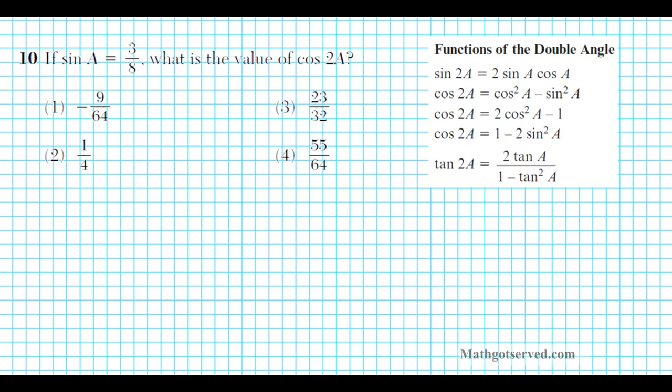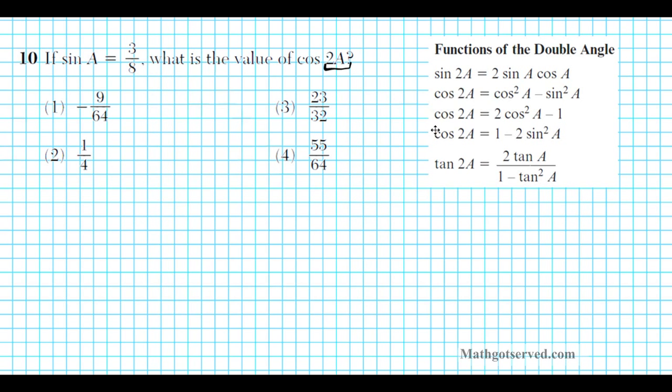All right, let's take a look at number 10. It says, if sine A is 3 over 8, what is the value of cosine 2A? Okay, so this is assessing your ability to apply the double angle identity for cosine, okay? So we have cosine 2A here. So I grabbed the double angle identities from the reference sheet and I placed it here.